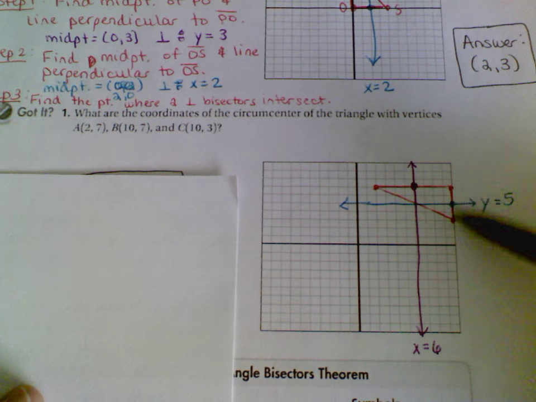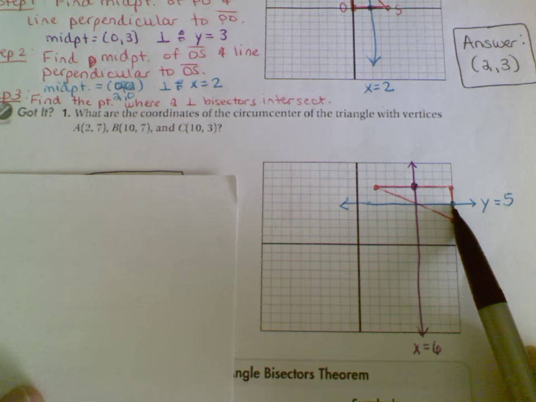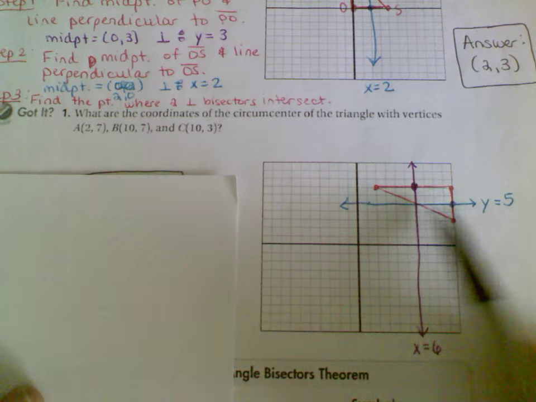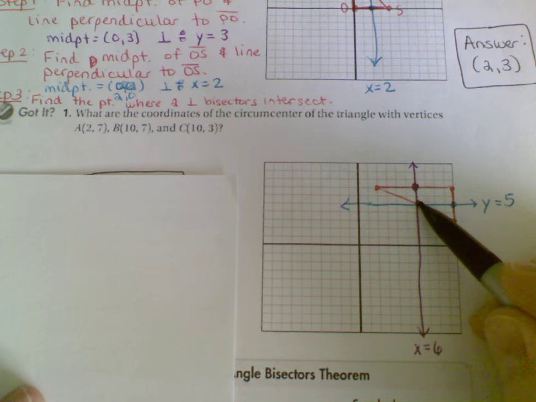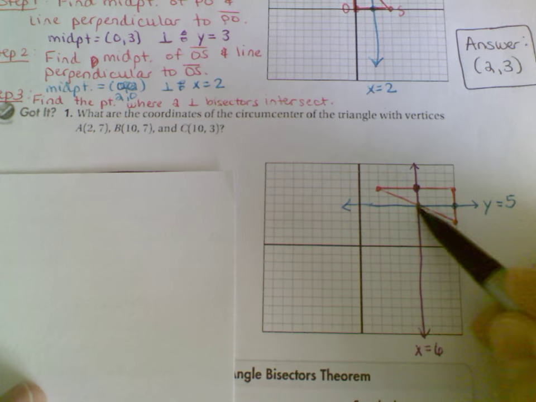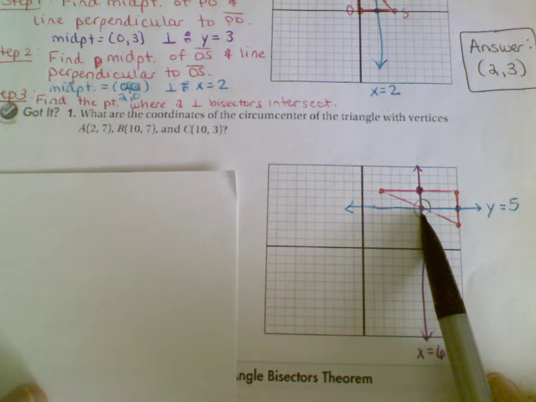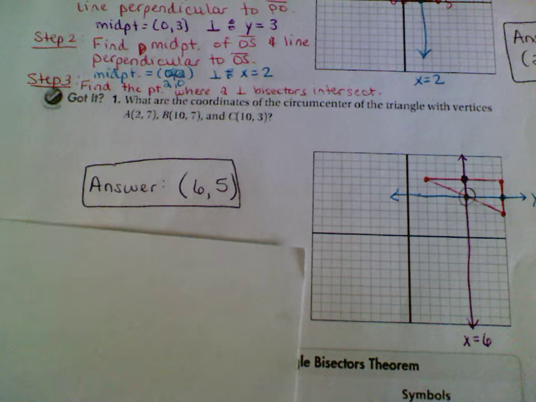Then I'm going to do my other leg, which is 1, 2, 3, 4 boxes long. If I cut that in half, my midpoint would be at this blue point. Then I need to draw a line that's perpendicular to my leg, so I'm going to draw a horizontal line going through this point. Where these two intersect is my circumcenter. So I would write the coordinates of this point because that is where my circumcenter is. So my answer is (6, 5).